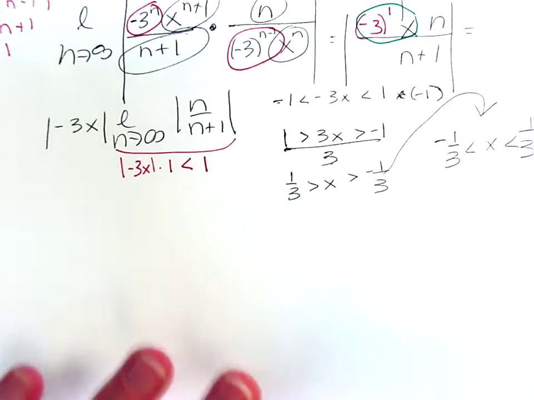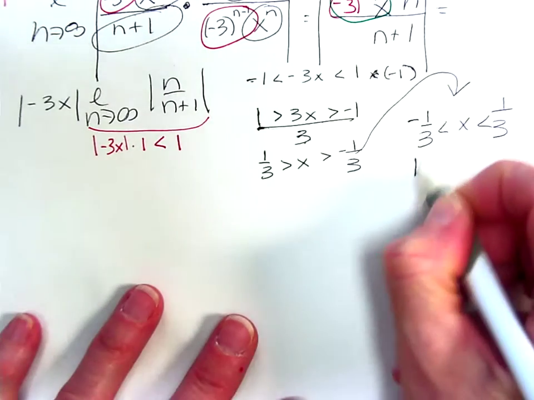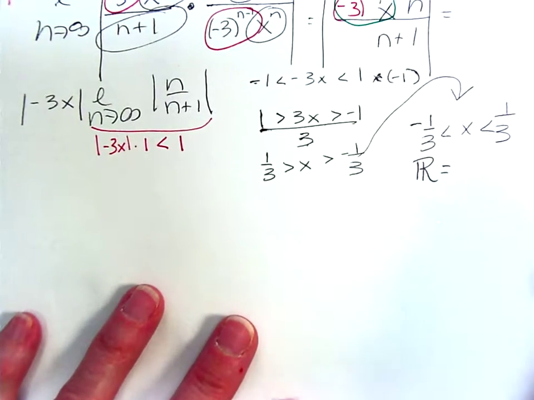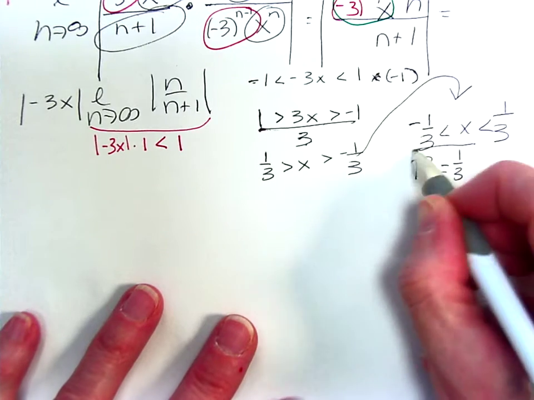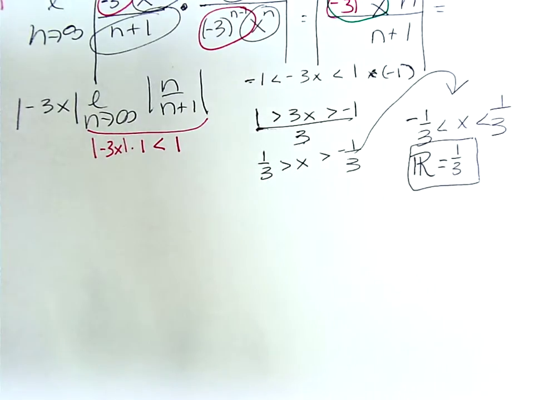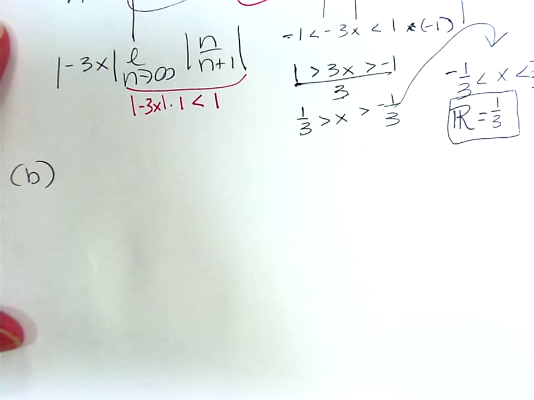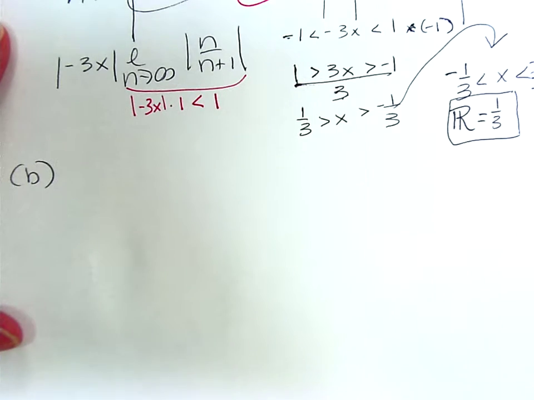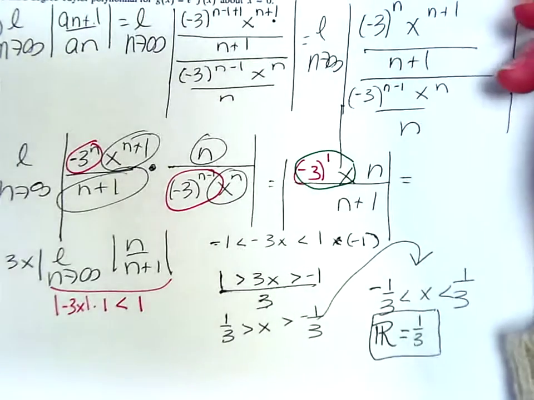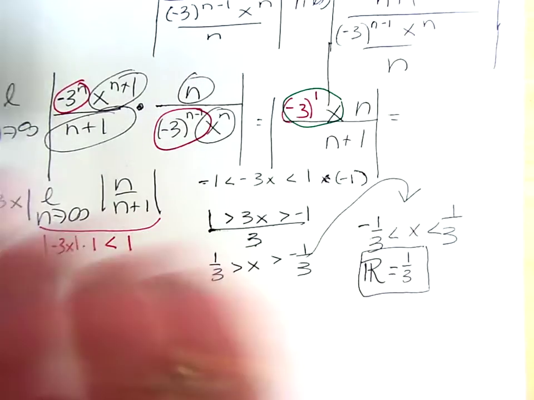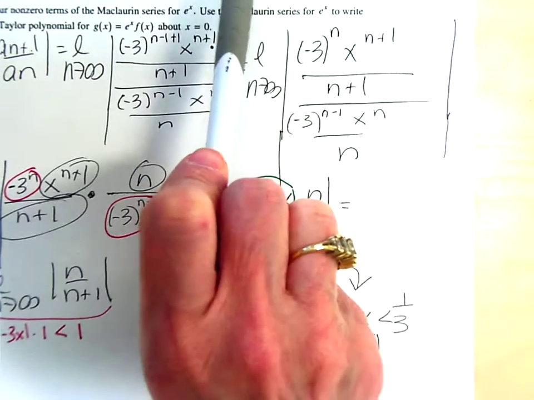The question is asking you for the radius of convergence, though. So you have to specifically write out that the radius of convergence is 1/3. Part B says, write the first 4 non-zero terms of the Maclaurin series for f prime. This is f. They want f prime. They want 4 terms. How many terms did they give you?